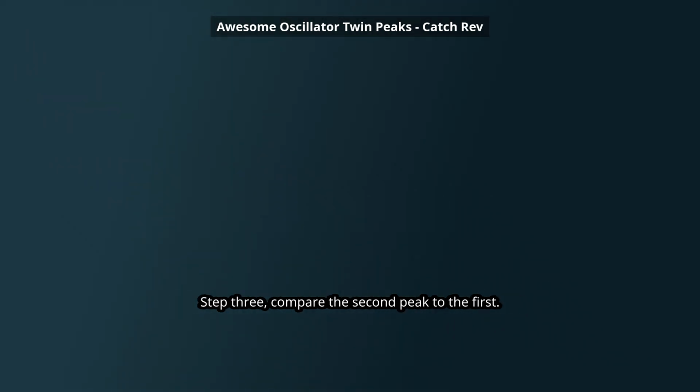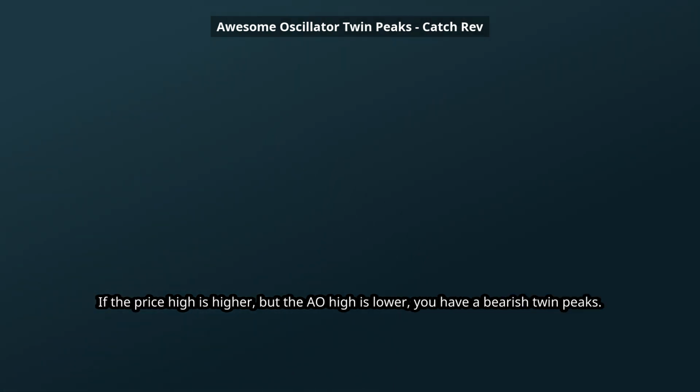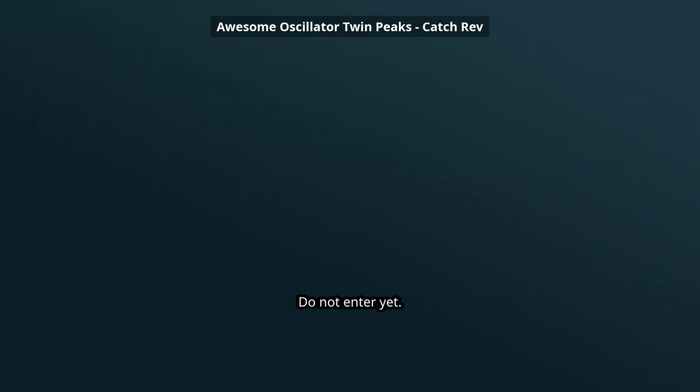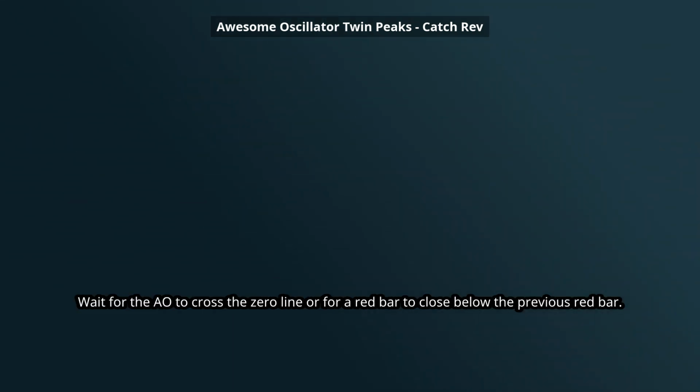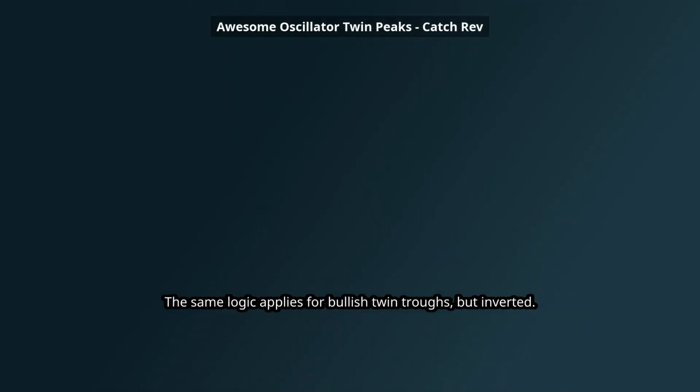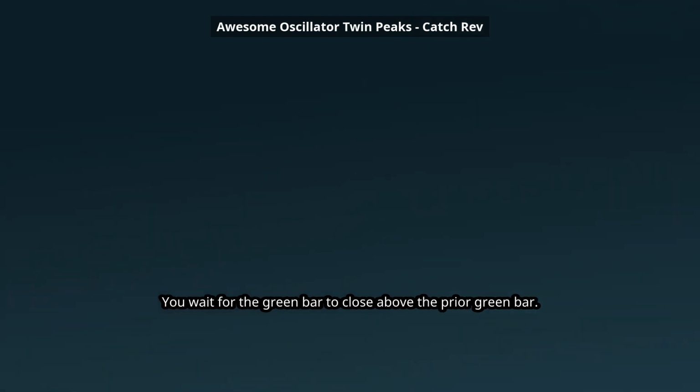Do not enter yet. Wait for the AO to cross the zero line or for a red bar to close below the previous red bar. That is your trigger. The same logic applies for bullish twin troughs, but inverted. You wait for the green bar to close above the prior green bar. Why the wait? Because divergence alone is not enough. It tells you momentum is fading, but it does not tell you when the reversal fires. The trigger confirms the shift.